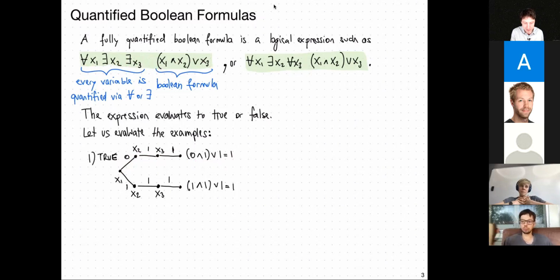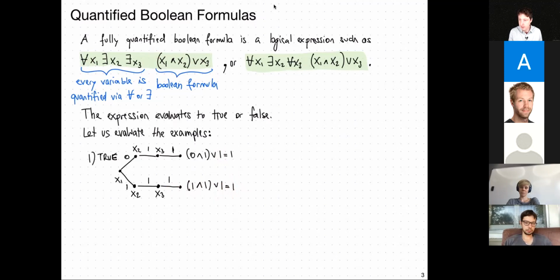Why do we get this? Because x1 is 0, so 0 and 1, that's x2, or x3, and x3 is 1. So we have 0 or 1, and that's 1, right? And below here, the same thing, because x3 was dictating by itself what the value was, regardless of what happens here. Okay? So we see that this expression is a true, fully quantified Boolean formula.